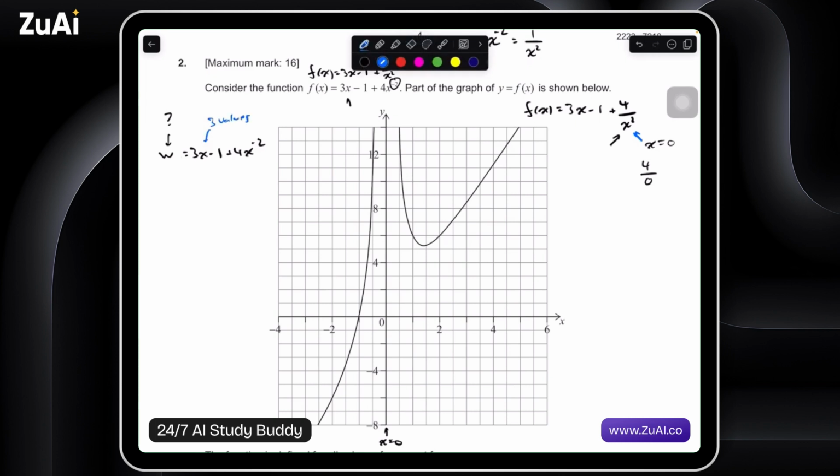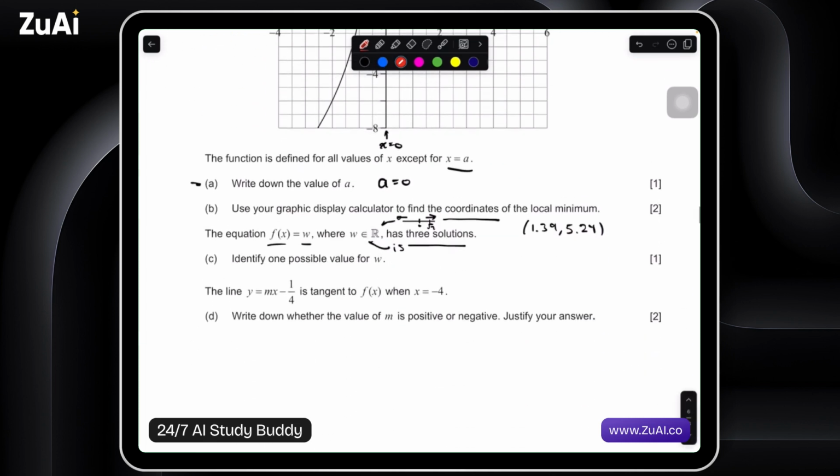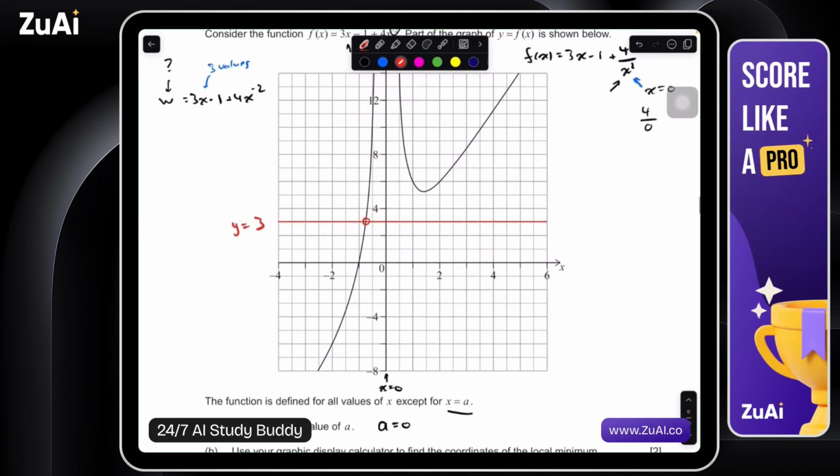And in this case, graphically, if we look at our original function, let's draw one line, for example. This would be y is equal to 3, or in this case, w is equal to 3, and there's only one solution, there's only one intersection. Often IB questions lead into each other. They just asked us to find the coordinate of this minimum point, for example, right here.